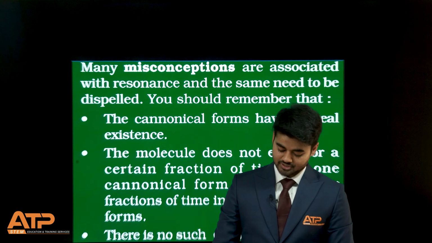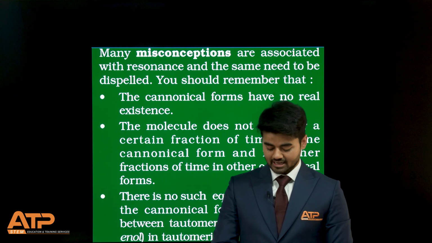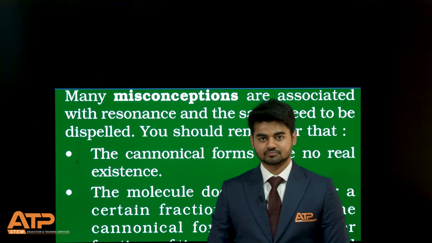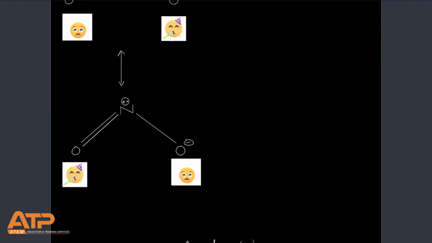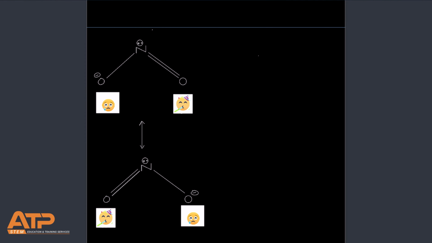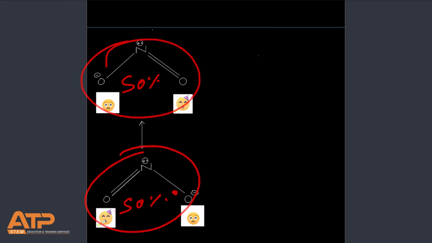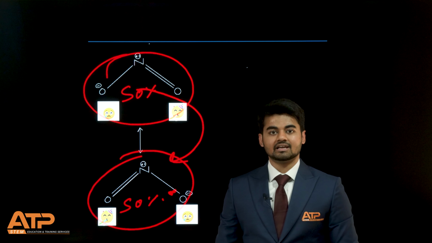Now let's go through some misconceptions which are associated with resonance, and one by one we will debunk them. Okay, let's start with the first one. Canonical structures, the individual Lewis dot structures, they don't exist in real life. It's not like 50% of the time the first structure is there and the other 50% of the time the second structure is there for nitrite. Both of them never exist.